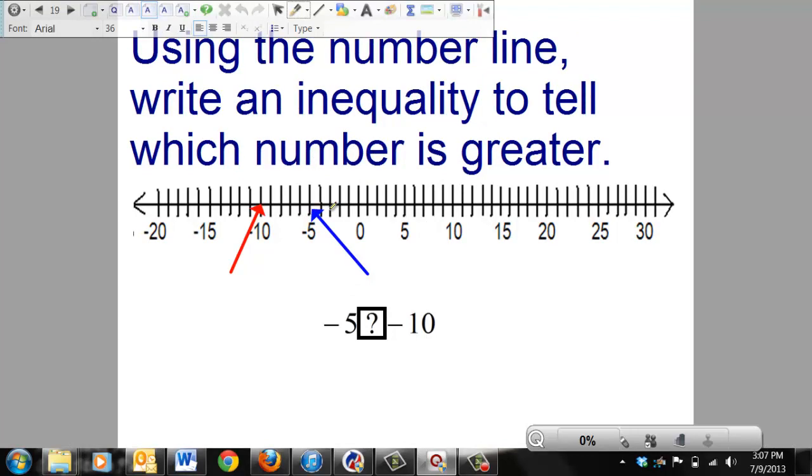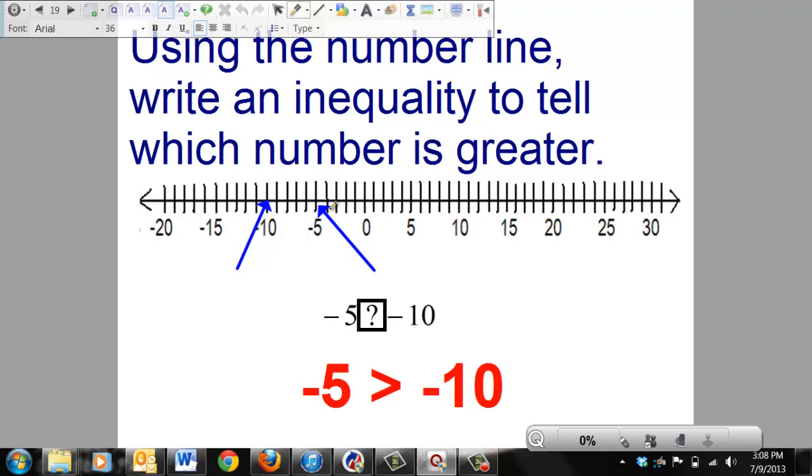The greatest number is the number farthest to the right, which incidentally is also the number that the alligator is going to eat. Therefore, we're going to eat the larger number, which is a negative 5. Now, that whole thing that your elementary teachers taught you about how the alligator always eats the larger number, in numbers that works, but in real life, your elementary teachers lied to you.